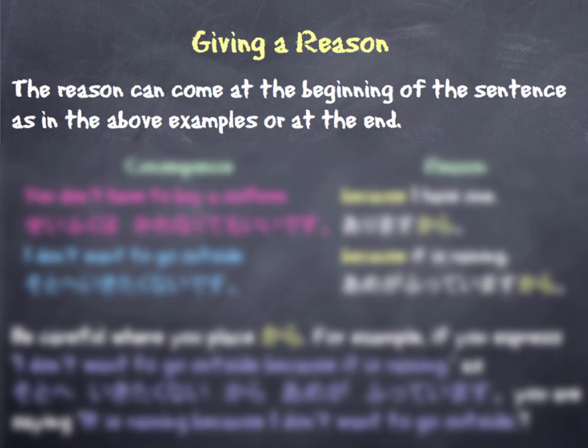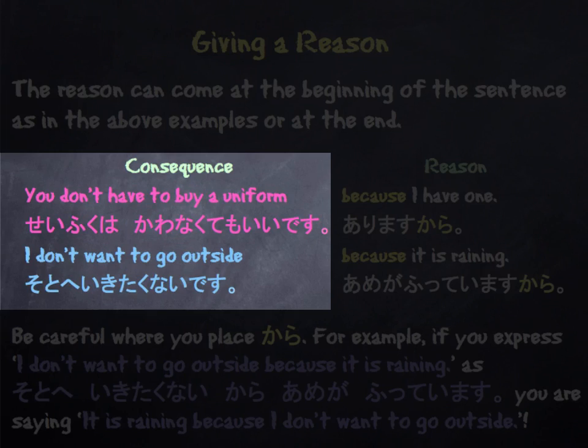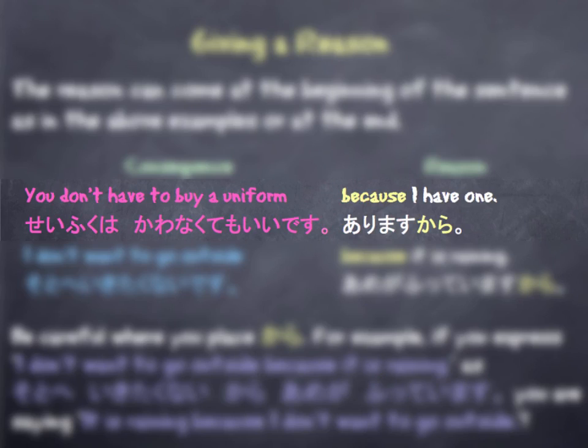Now, the reason can come at the beginning of a sentence, as in the examples that I've just read out, or it can come at the end. So here we have a consequence at the start and our reason at the end. So our first example here, you don't have to buy a uniform. And then our reason is because we already have one. So we can start here by saying you don't have to buy a uniform. That's a pretty simple sentence. Seifuku wa kawanakute mo ii desu.